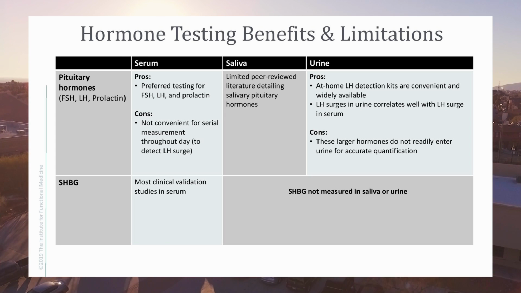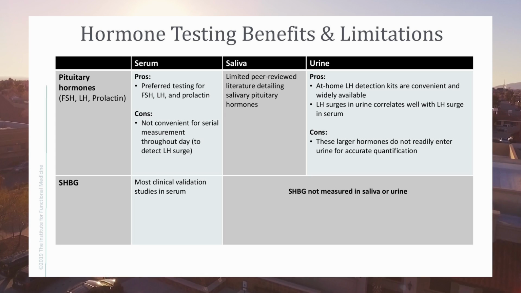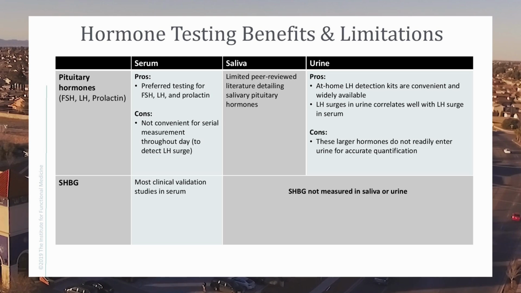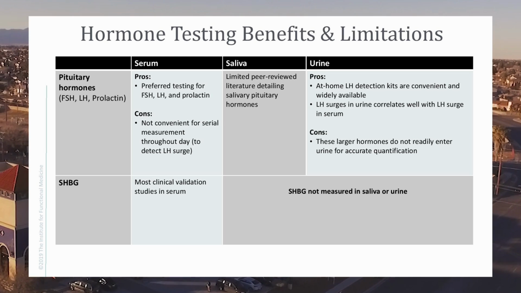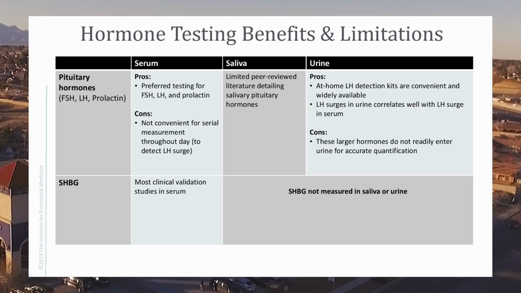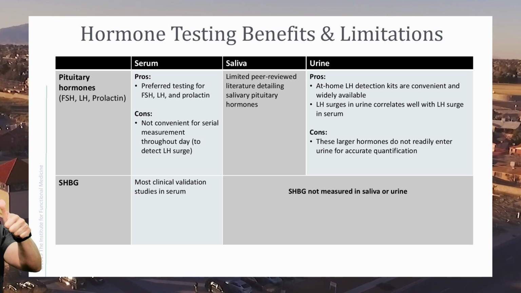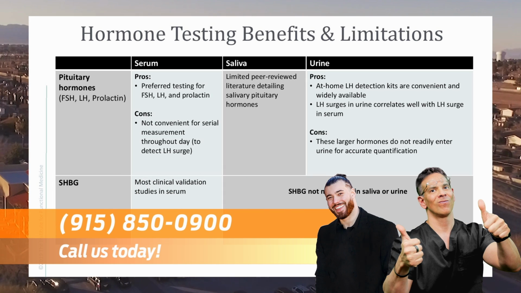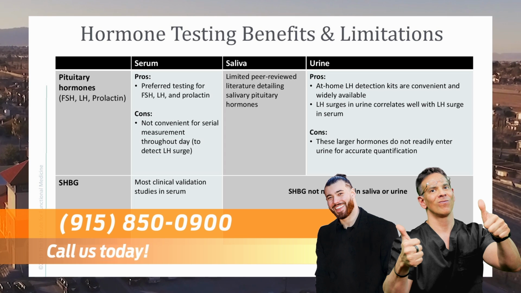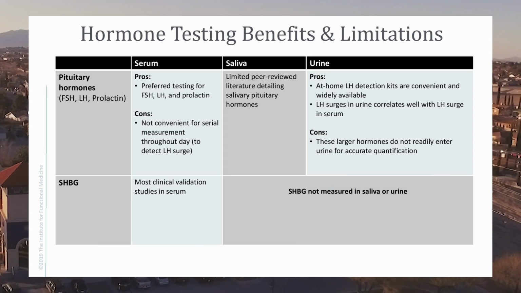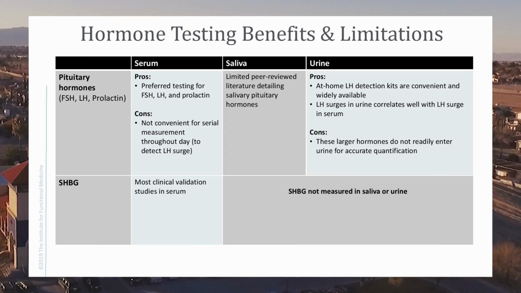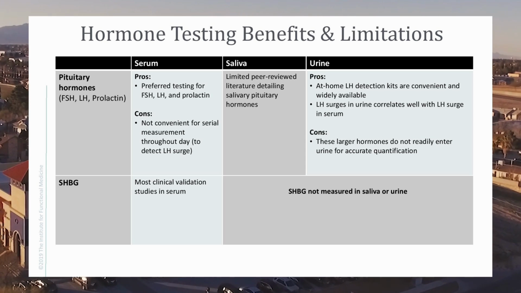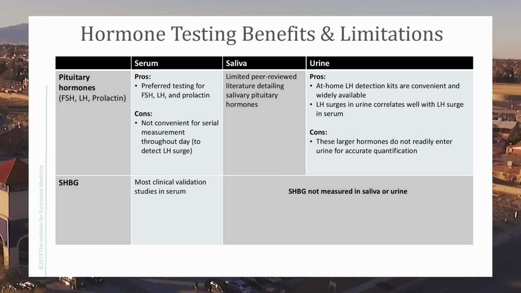It doesn't really do a good job of quantifying it. It just tells you there's a surge, because these are bigger hormones and so don't really get into urine very easily. So you're going to know whether or not you've gotten the surge. You're just not going to know what the actual level is. And that's okay, because most of the time it doesn't really matter what the level is. So essentially, unless you're just trying to find out if they got an LH surge, you're going to want to use serum for either FSH, LH, or prolactin.